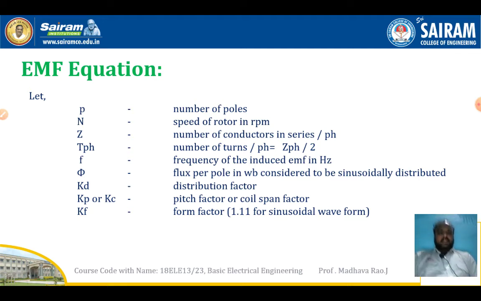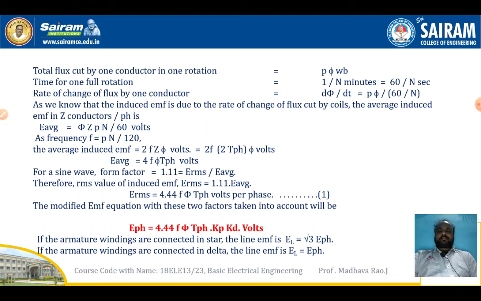So now we will derive the EMF equation of alternator. First one, total flux cut by one conductor in one rotation is equal to P phi, because alternator having P number of poles, the total flux cut by one conductor in one rotation is P phi.